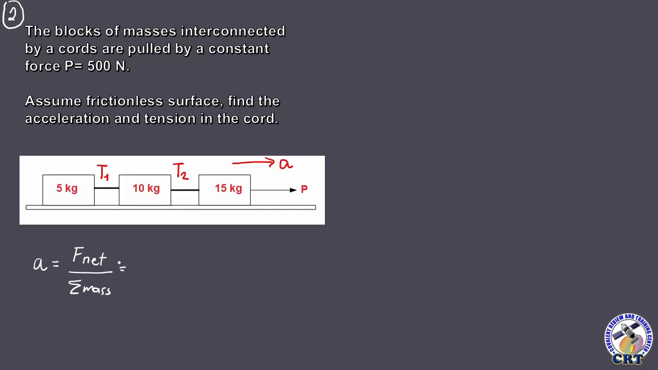So the F net, the available force in the whole drawing, is only P. So we will no longer consider T1 and T2. T1 and T2 will be considered if you are going to use the free body diagram during analysis. So this is simply P over the summation of masses, 5 plus 10 plus 15. Substitution, P is 500 newtons over 30 kilograms. And calculate that, 500 over 30.